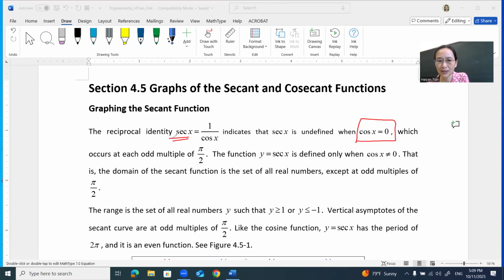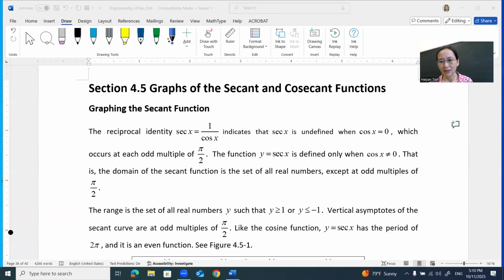So we must exclude those x's where cosine x is 0. But when cosine x is getting smaller and smaller, then the reciprocal will be larger and larger. So we can imagine some relationship between the graphs of secant and cosine x.